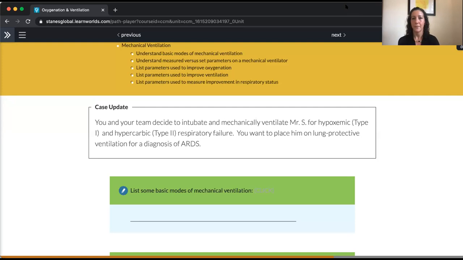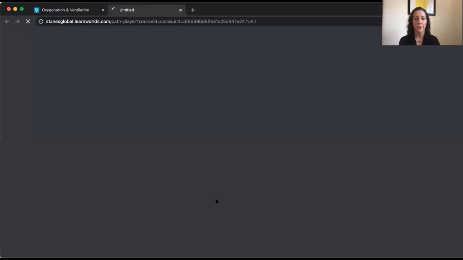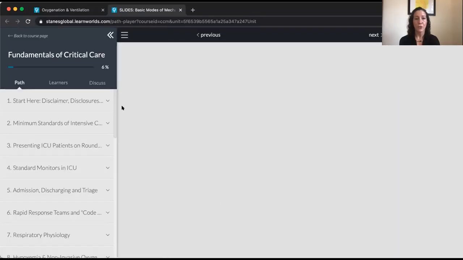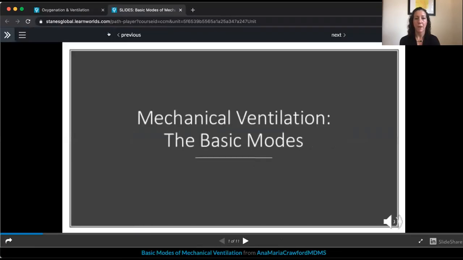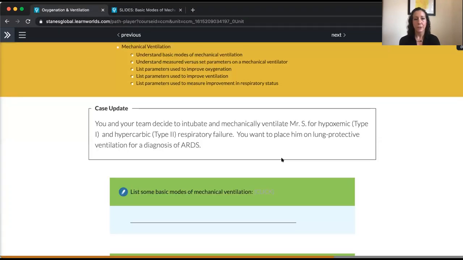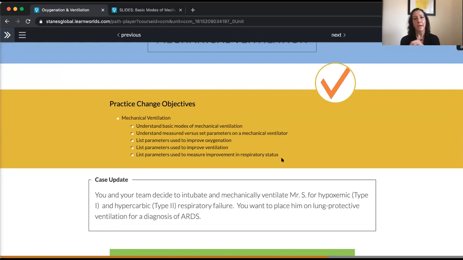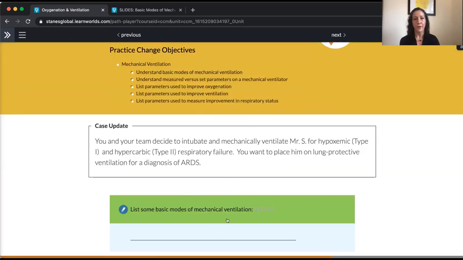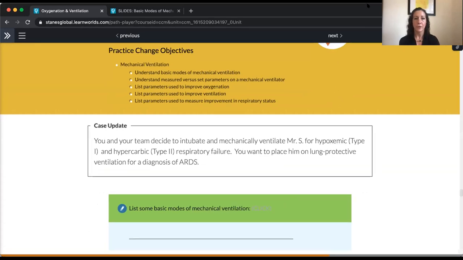Great. Okay. So let's go in a little bit more. I'm going to click on this box here, which takes you to a slide deck about basic modes of ventilation. I'm going to actually go back to the Learning Resource Center. When you create an account on the Learning Resource Center, all of this is available. You can come in here yourself and click on these boxes and get the articles, get the videos, get the resources.